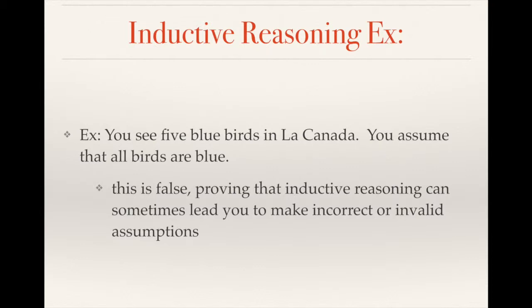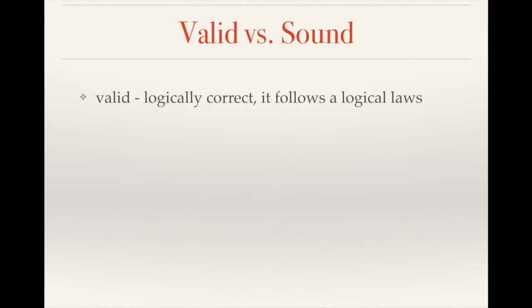Truth value of a statement is measured by whether the statement is valid and/or sound. If an argument is valid, that means it is logically correct and follows a logical law. And if it is sound, that means its premise is true. An argument does not have to be valid to be sound, and vice versa.